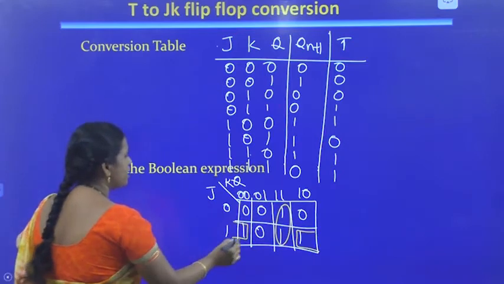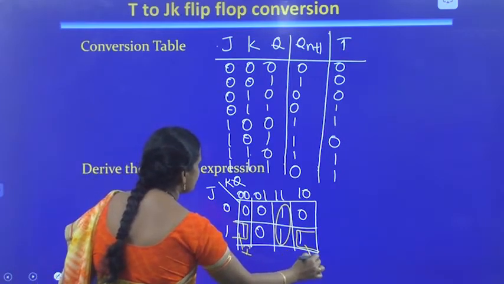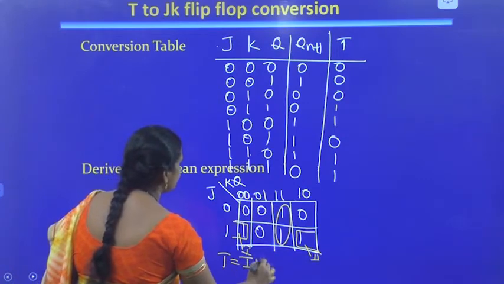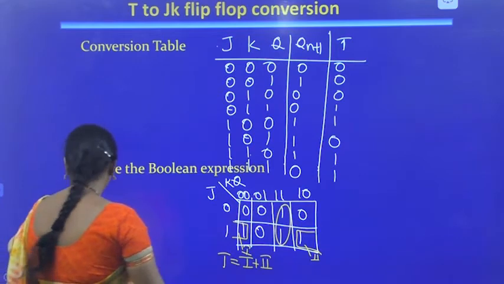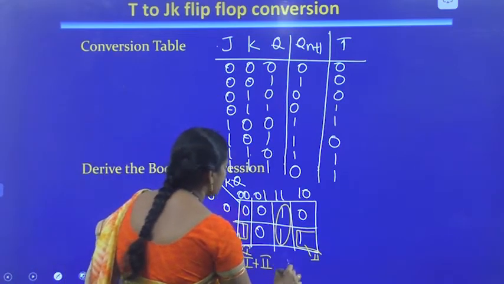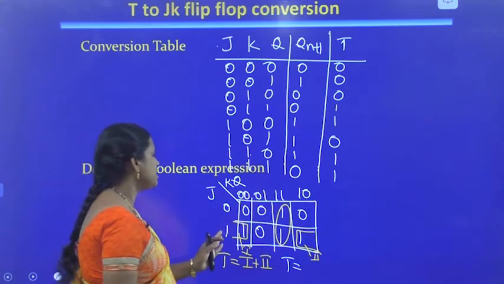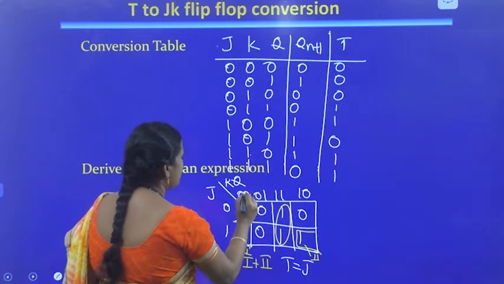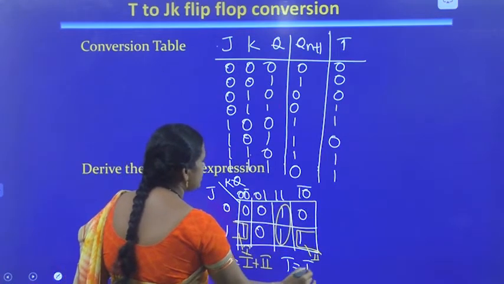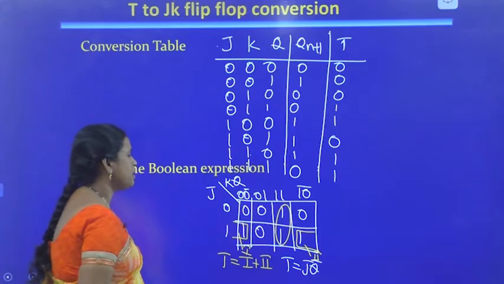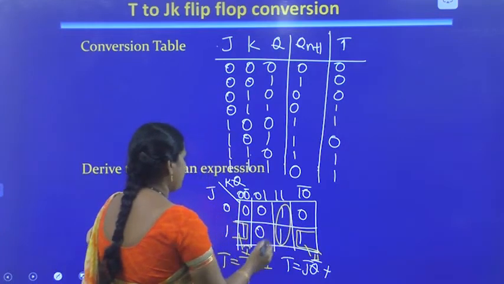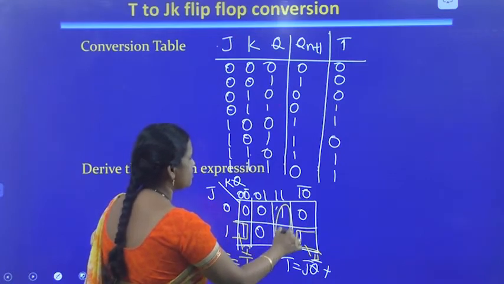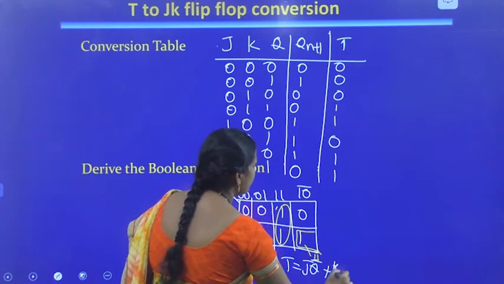Now we are going to have two expressions, so two terms. T is nothing but the OR gate of these two. Let us write the first expression answer. T is equal to J, and then the other one is, you have to check Q, so that is Q bar. The next one is our second expression, our second mapping. For this we will write K into Q.